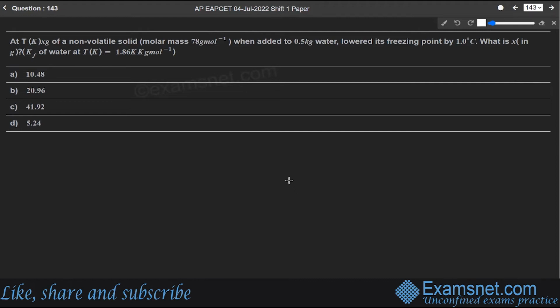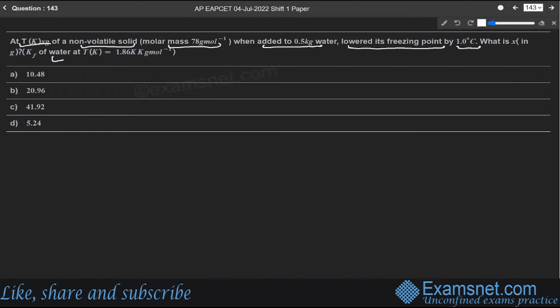So now, what is the question stating to us? Let's read this question with me. At a temperature, they have given us something for a non-volatile solid. Molar mass is already given to us. When added to 0.5 kg water, it lowered its freezing point by 1 degree Celsius. What is X in gram? Kf for the solution is already given to us, and temperature is already given to us. Easy. That sounds easy, but it's not too easy when you try to solve this particular question.